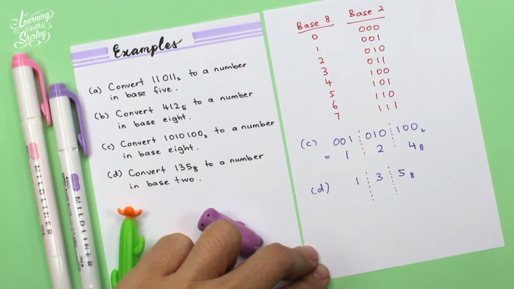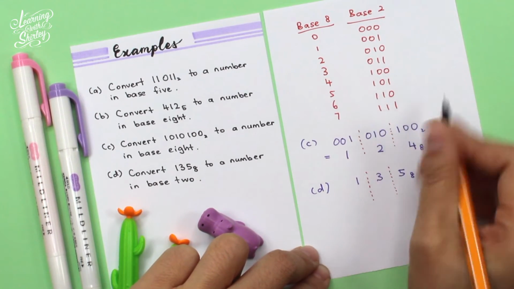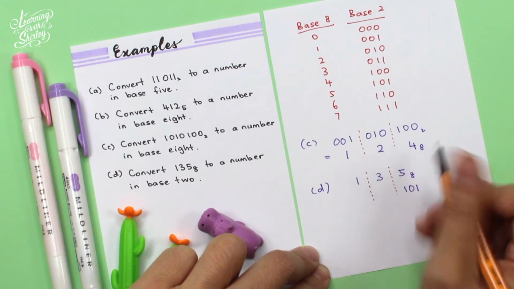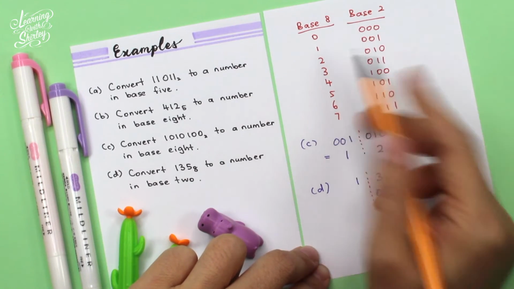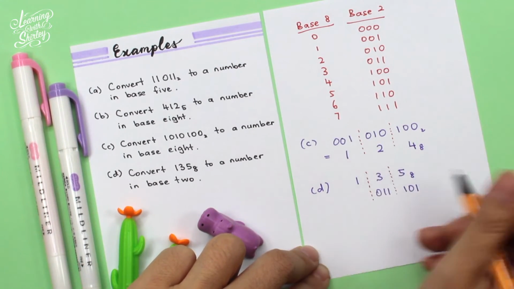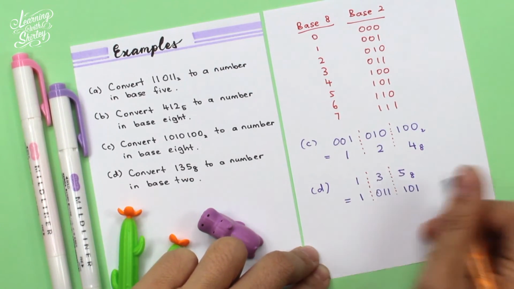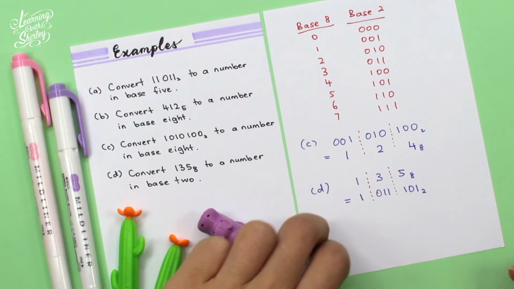Okay? So 5 would be 101. Then 3 will be 011, and 1 will be 001. So the number is 1011101, and this is in base 2. So that's the answer.